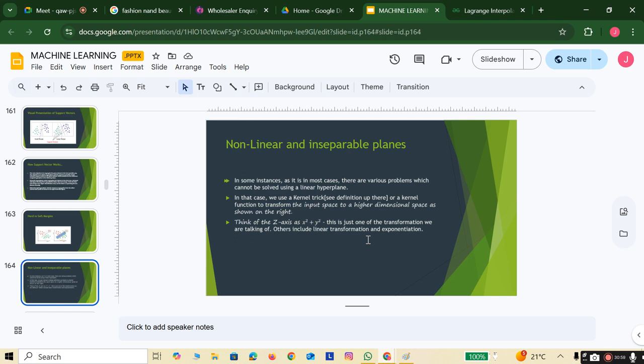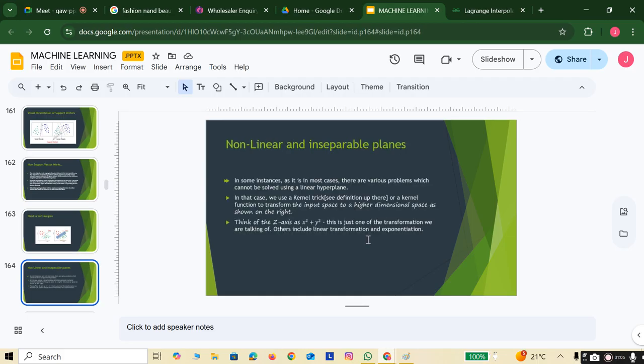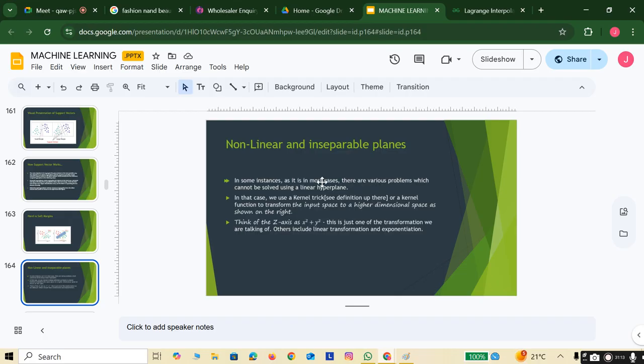But sometimes we might have nonlinear data. This one was linear and this was very easy, okay? But sometimes we might have nonlinear and inseparable planes. In most cases in data science, there are various problems which cannot be solved using a linear hyperplane. In that case, we use a kernel trick, see the definition up there, or a kernel function to transform the input space to higher dimensional space as shown on the right.